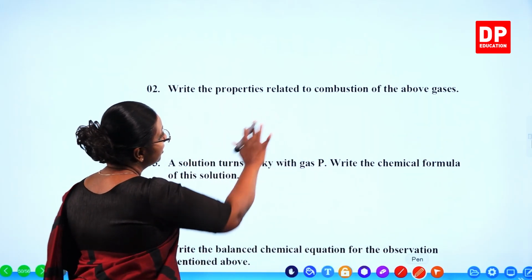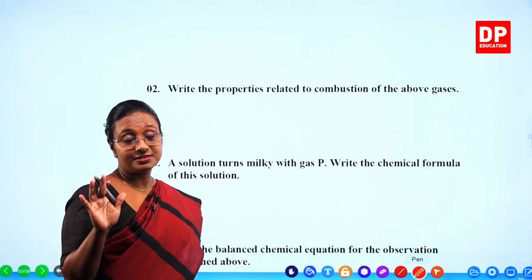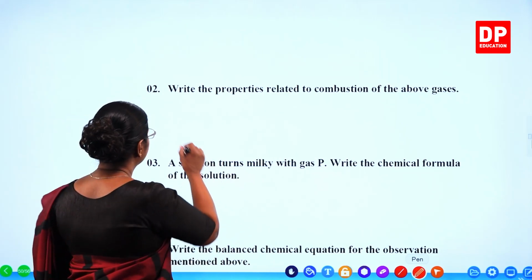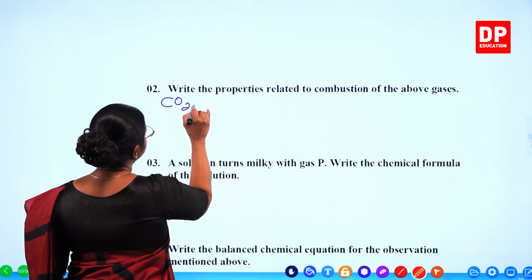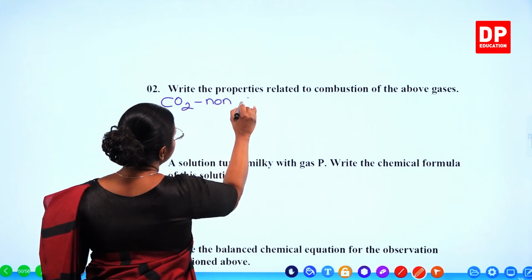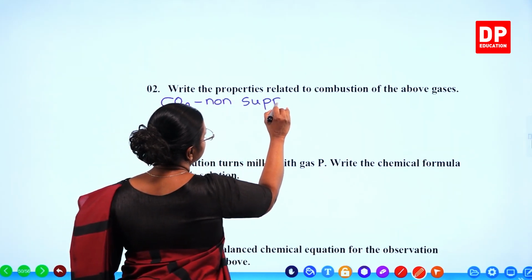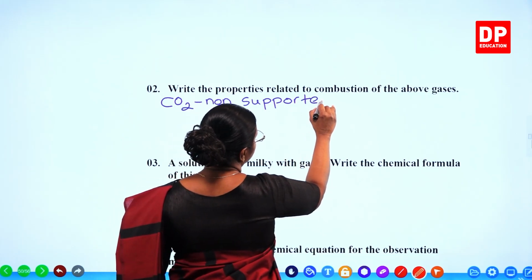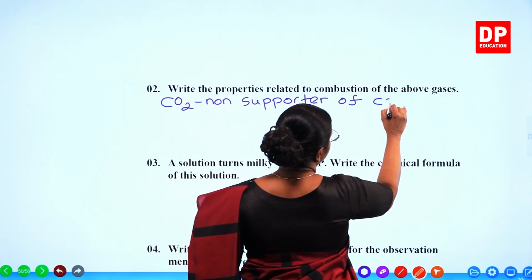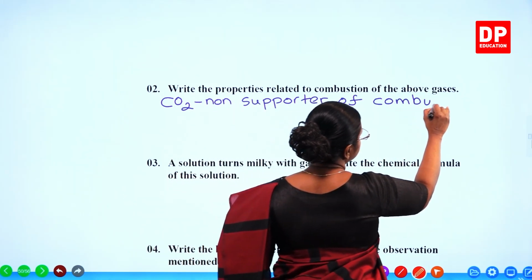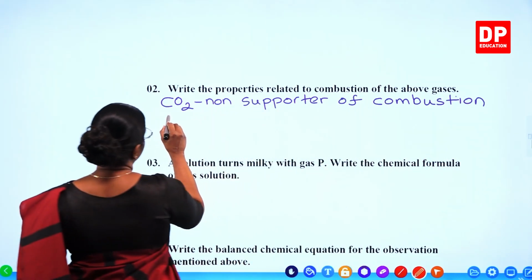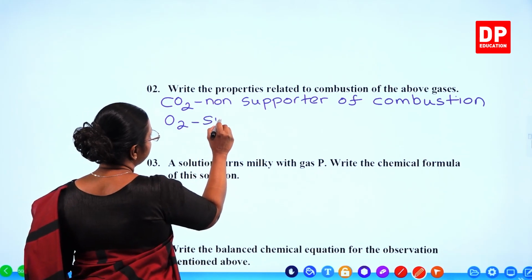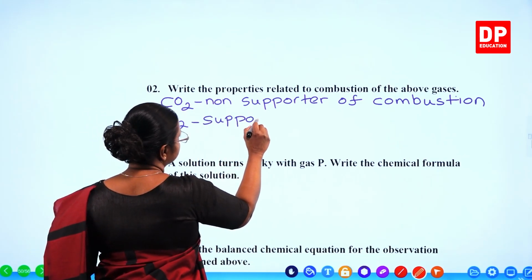So here, of course, students, we can use the correct symbol and the name itself, the standard formula, chemical formula. So CO2, non-supporter of combustion. Then oxygen, supporter of combustion.